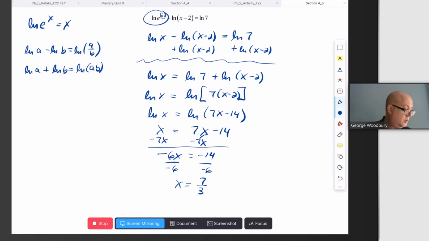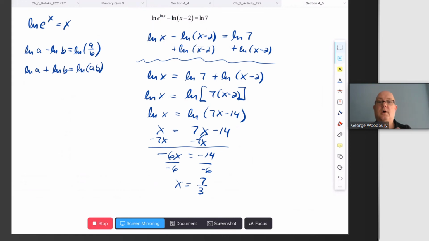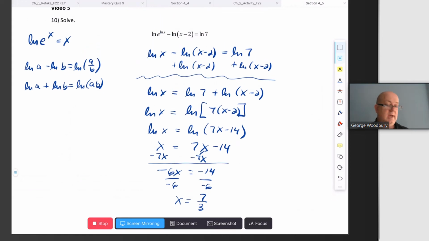So let me erase some of the marks that I made on the original equation. And I just have to make sure that all three arguments of the natural log are positive. 7 is positive. That doesn't depend on x. That one's going to be good. x minus 2 is also going to be positive because 7/3 is 2 1/3 minus 2.